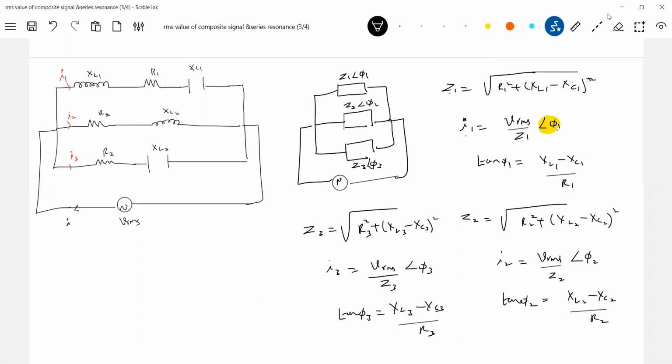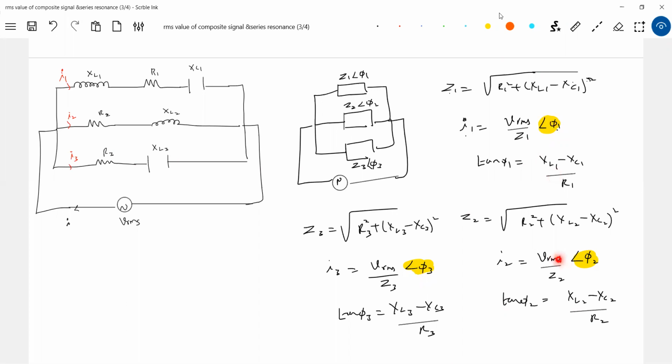Now we have some better information. So the currents are not in phase. We'll have different phase angles. The currents flowing in branch 1, branch 2, and branch 3 will have different phase angles. It all depends upon the values; the values will determine the phase angles.